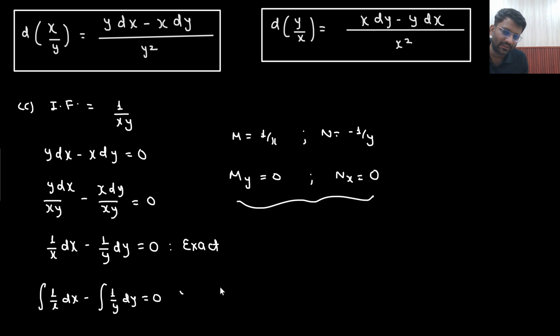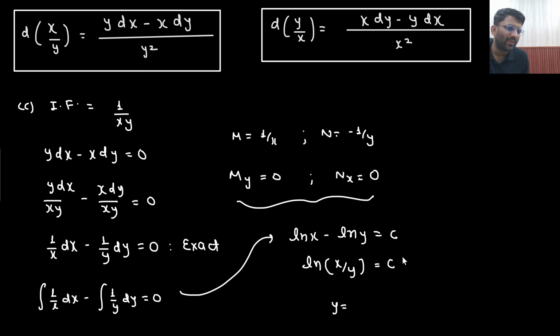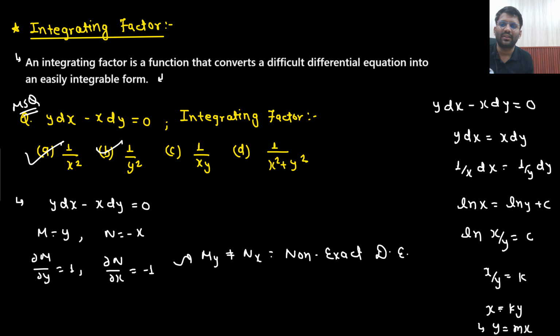From here, the answer that we are getting is ln x minus ln y equals constant. So ln x by y equals constant. So y equals e to the power c, so y equals mx. Again the same answer. So this is also making my equation easier. This is also making my job easier, right? So this is also pretty good.